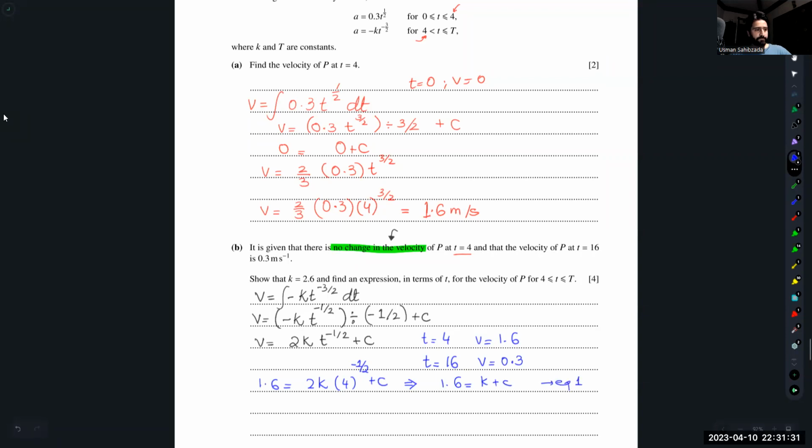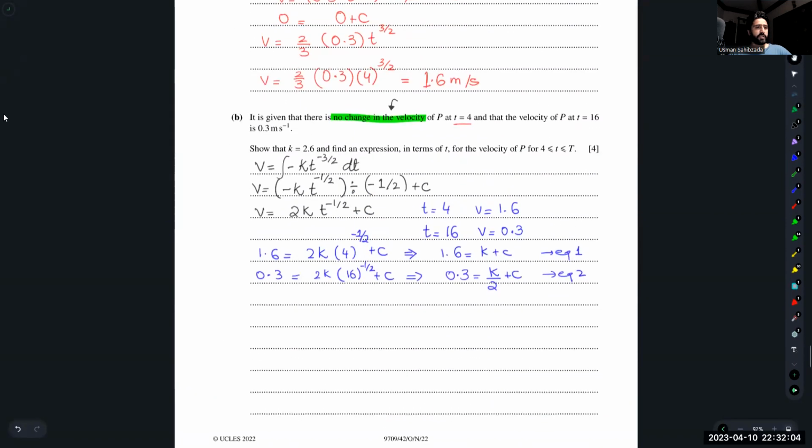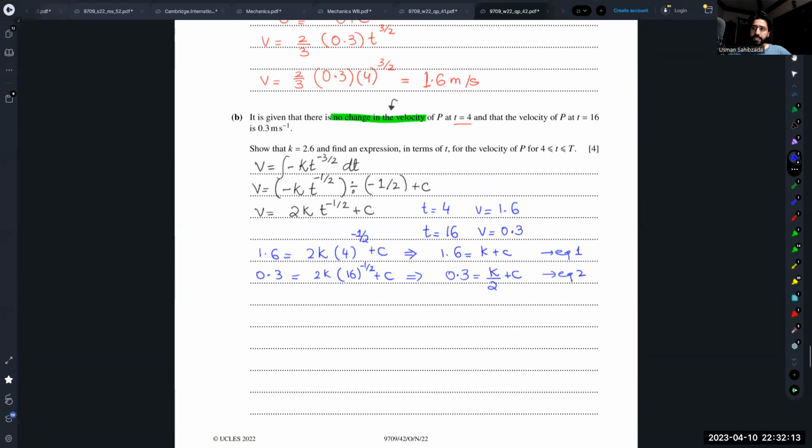And then you can plug in the other set of values, which is velocity 0.3 and time is 16. 1/4 comes, which becomes k/2. So 0.3 is equal to k/2, if I'm not mistaken. Can somebody just correct me if I have made a mistake here? So it is k/2. So these are the two equations that you have. There was plenty of space, I was cramming it into the space. So you solve these two simultaneously and you get the value of k and you get the value of c.